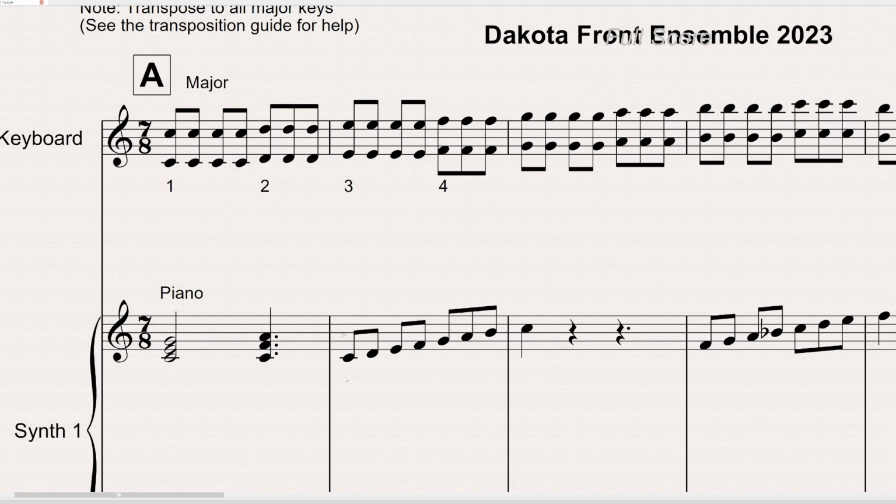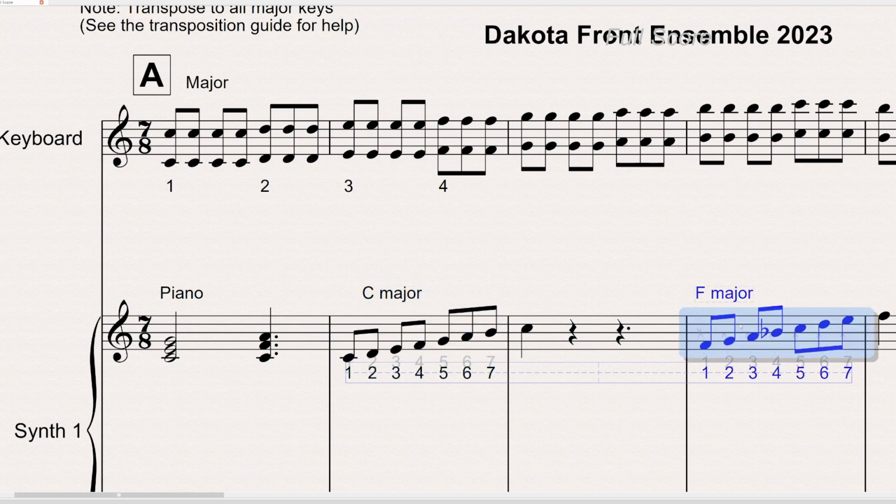To make this even easier, let's label our scale degrees in our 2 scales. And let's even label them C major and F major. This is the original scale. This is the scale we want to make it in. So, scale degree 1 in C major is C. Scale degree 1 in F major is F. So this note here needs to change from a C to an F. And that is going to happen for all these other C's as well. All these C's are going to become F's.